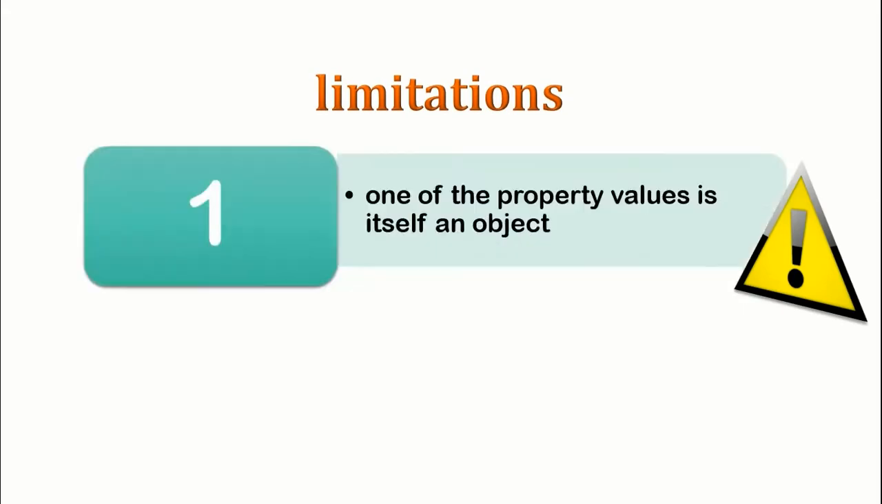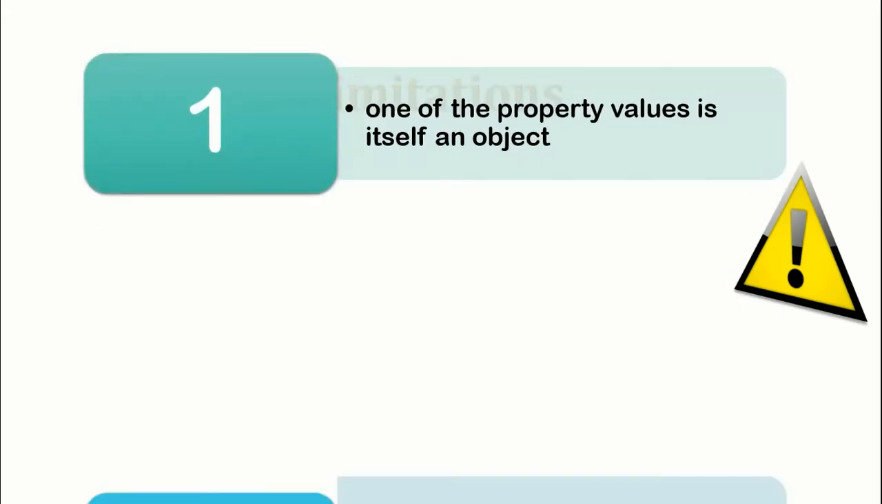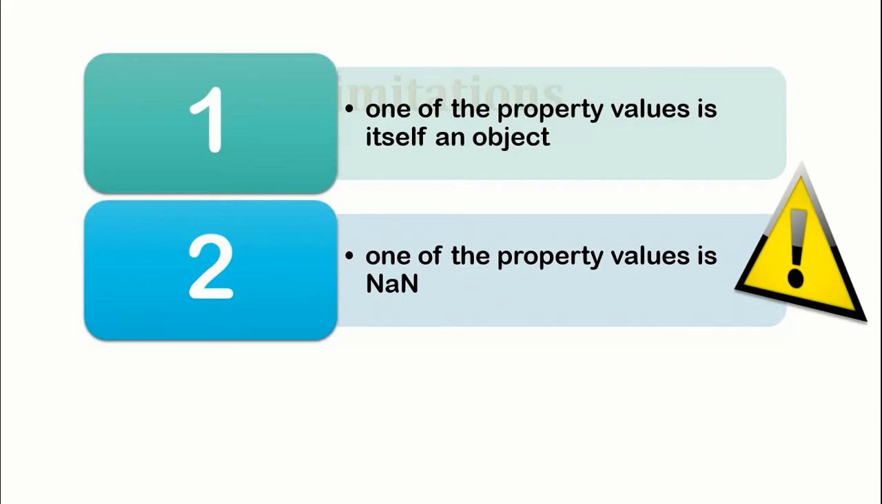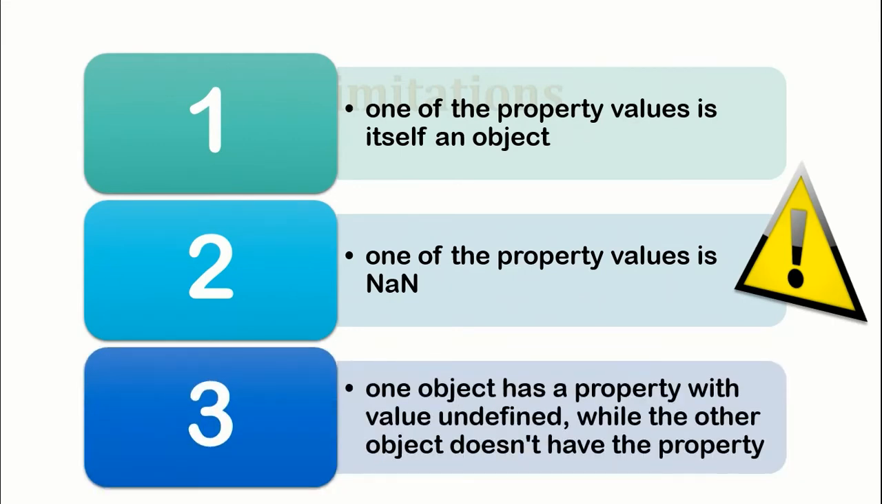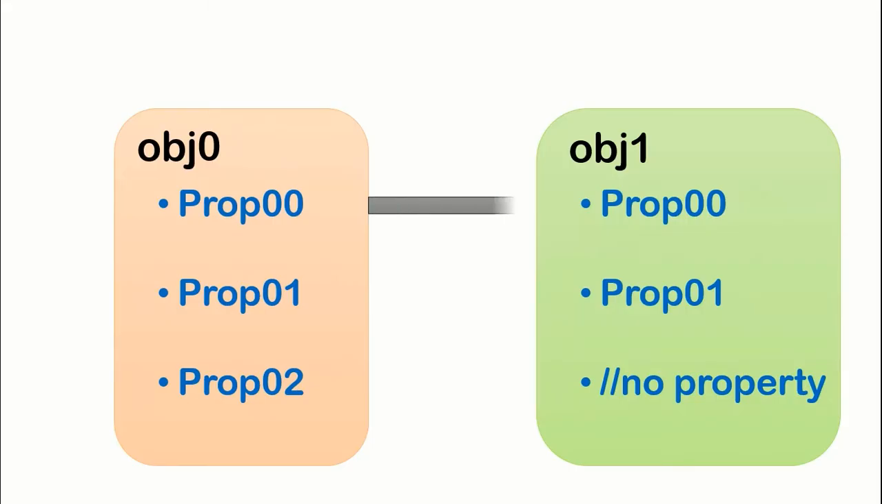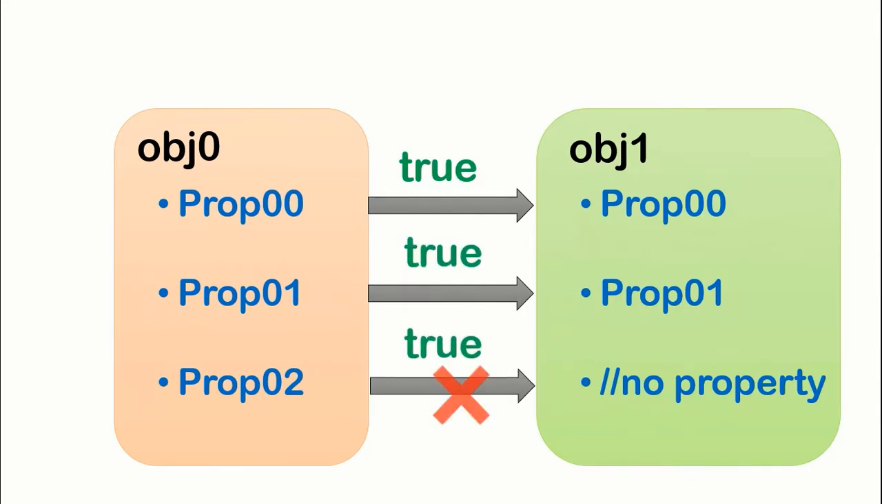This comes with some limitations. If one of the property values is itself an object, if one of the property values is NaN, which is the only value in JavaScript that is not equal to itself, if one object has a property with value undefined, while another object doesn't have the property, which will evaluate as undefined, thus making the equality true. This problem can be solved by using the method hasOwnProperty.